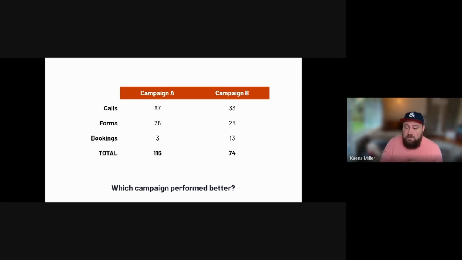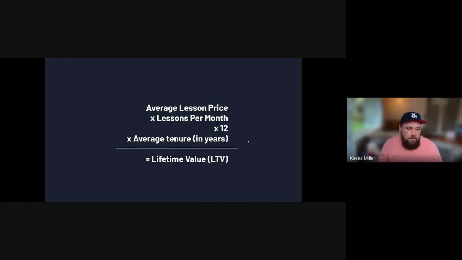They're all valuable, but some are more valuable than others. And so again, kind of highlighting this example, campaign A has more total conversion volume, but you can see here campaign B has more bookings. And so which one is more valuable? In order to determine that, you can apply some hard data to this and figure this stuff out.